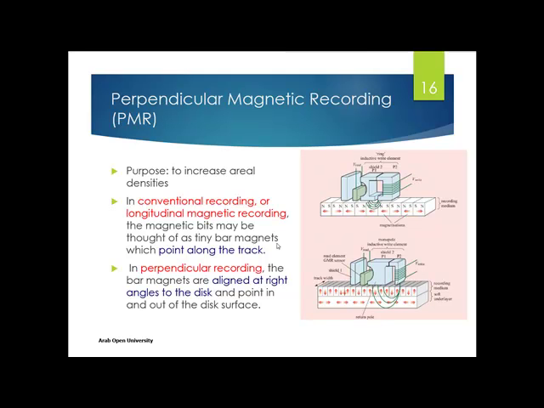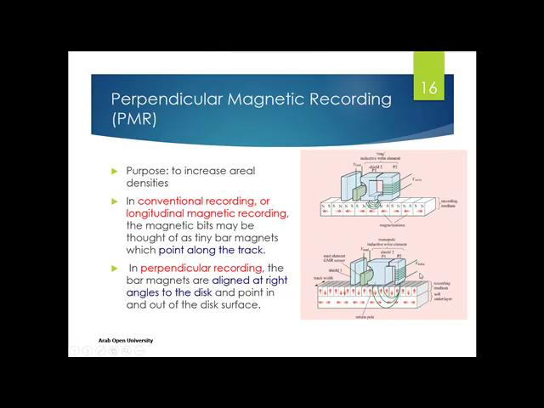Before starting, let us explain the conventional recording, which is also known as longitudinal magnetic recording. You can see that the magnetic bit can be seen like a tiny bar magnet pointing along the track. This is why we call it longitudinal. In perpendicular magnetic recording, you can see that the bar magnets are aligned at a right angle to the disk and point in and out of the disk surface. This allows us to put more magnetic bits in the same surface.